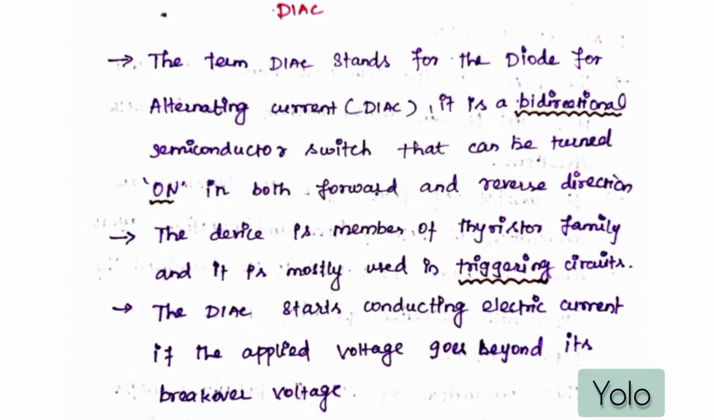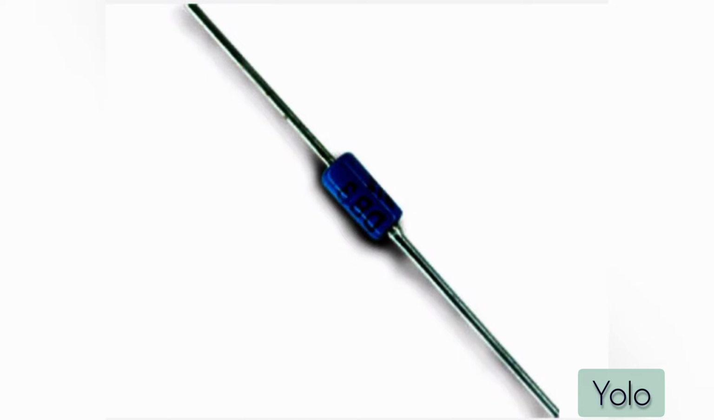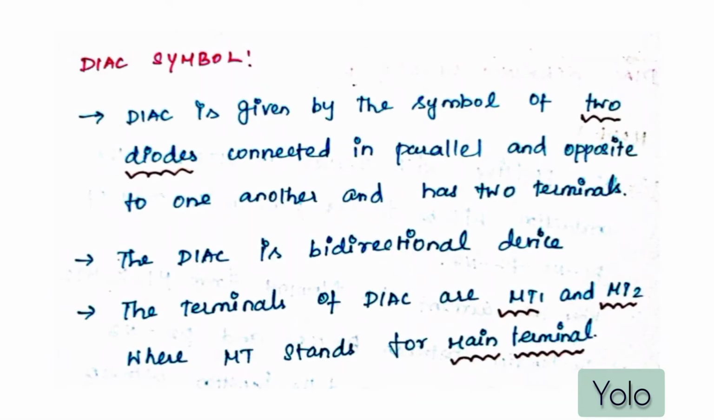The DIAC starts conducting electrical current if the applied voltage goes beyond its breakover voltage. DIAC symbol: it is given by the symbol of two diodes connected in parallel and opposite to one another, and has two terminals. DIAC is a bidirectional device. The terminals of DIAC are MT1 and MT2, where MT stands for main terminal.